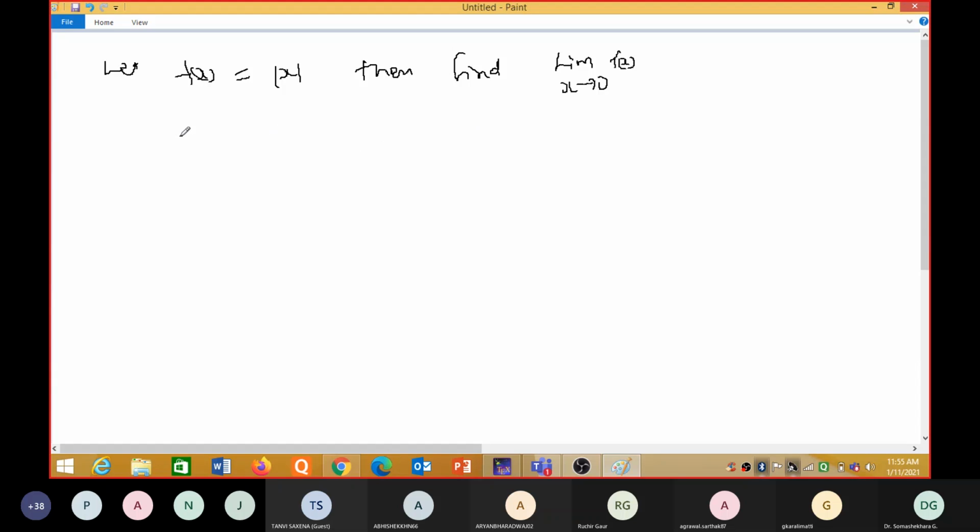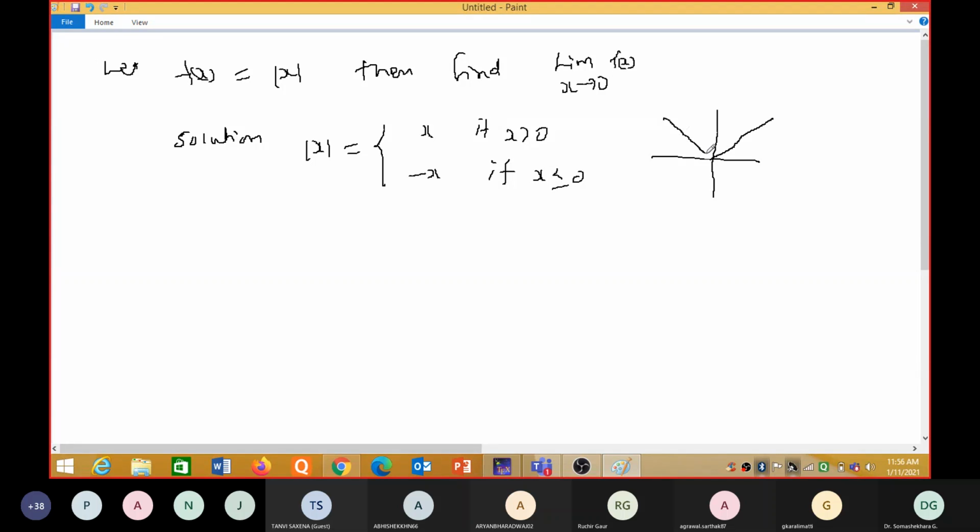Mod x is x if x is greater than 0, and minus x if x is less than or equal to 0. When x is greater than 0, this is a line here. When x is less than 0, this is the graph you will get.